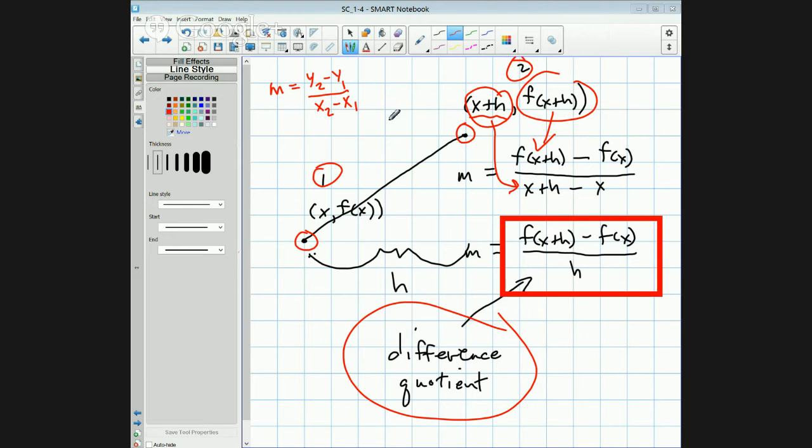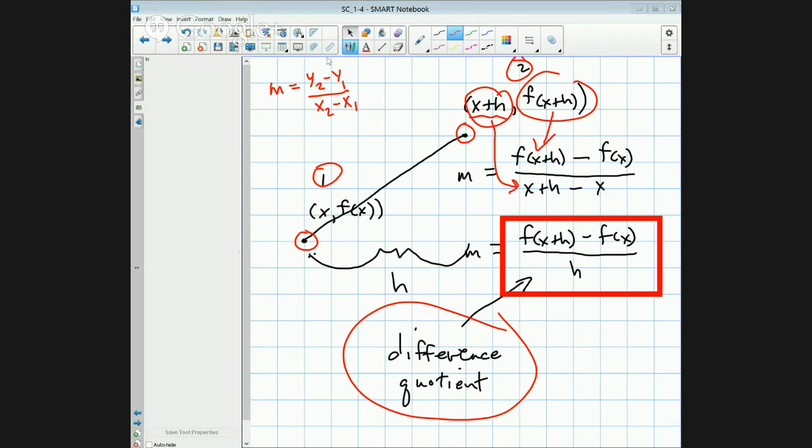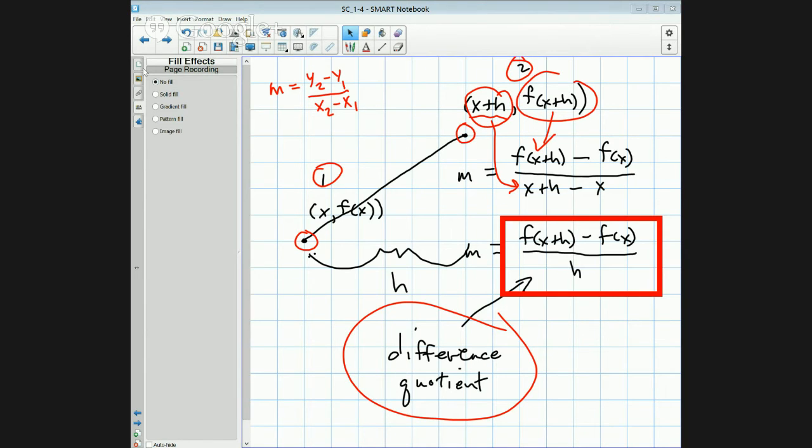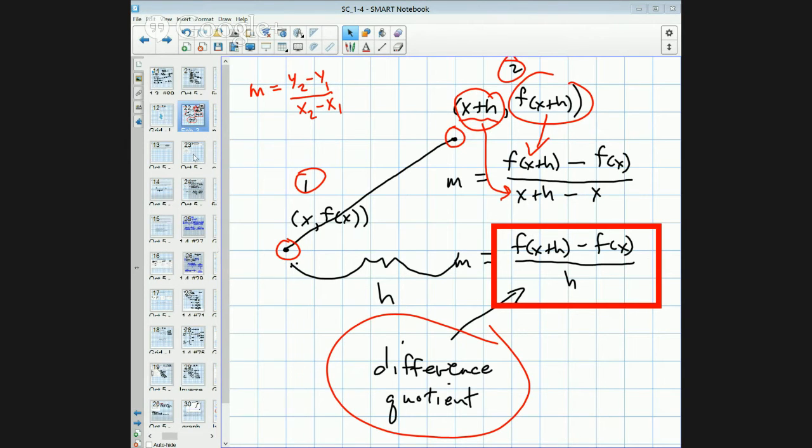All right. So how do I get my pages back? There we go. All right. Next page.